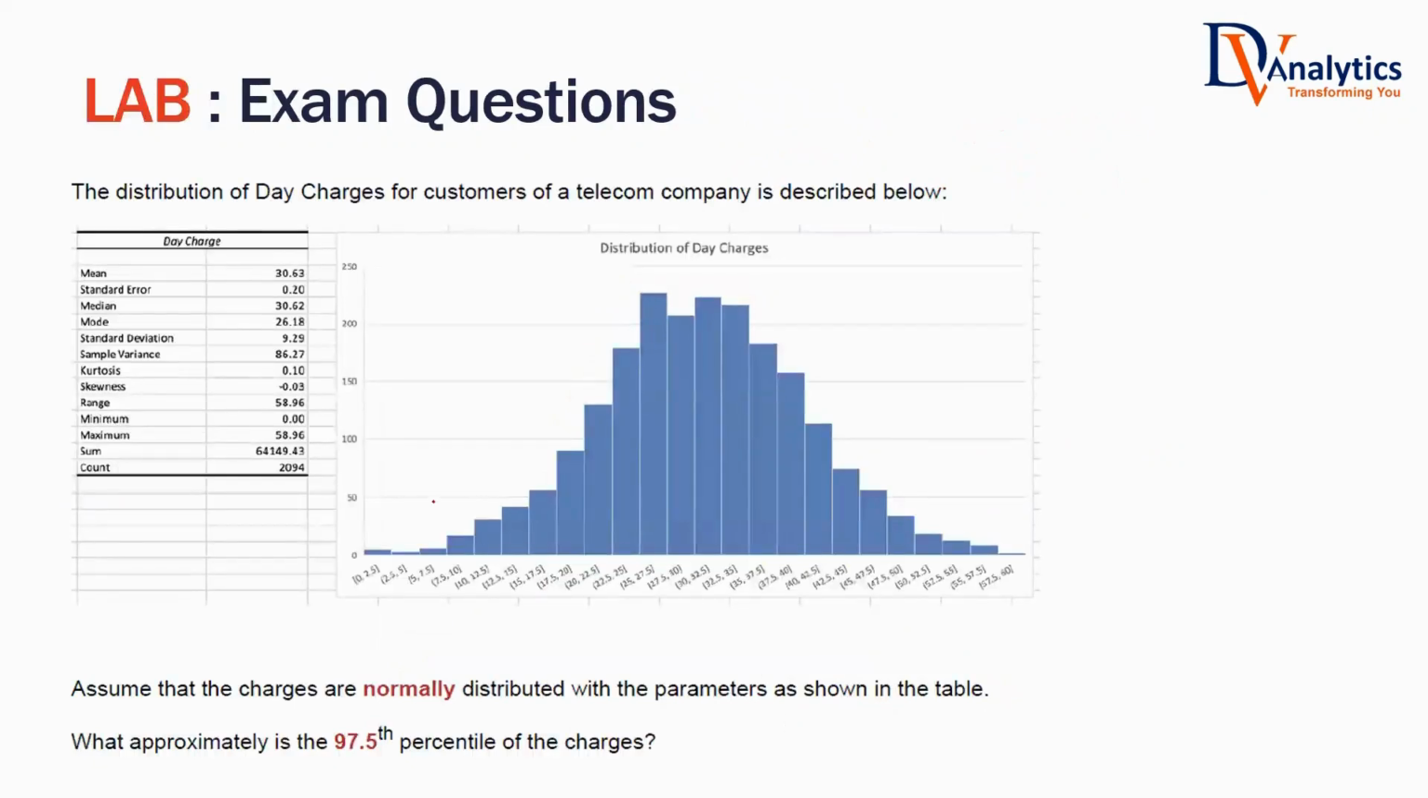A similar question here. You check this. The distribution of day charges for the customers of the telecom company are described below. Assume that the charges are normally distributed. That means we are assuming normality here. Look at this.